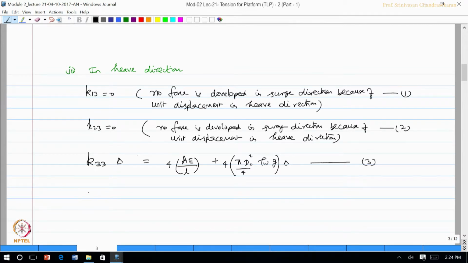Now, K43, K53 and K63 will be 0. So, now I have the third column of the stiffness matrix, because the second subscript indicates unit displacement given along the third degree of freedom, which is heave, and I get forces in all degrees of freedom 1, 2, 3, 4, 5 and 6. So, I have now the third column of the stiffness matrix derived.